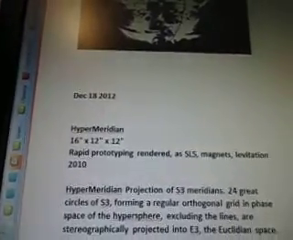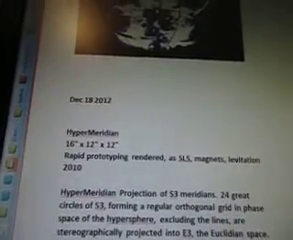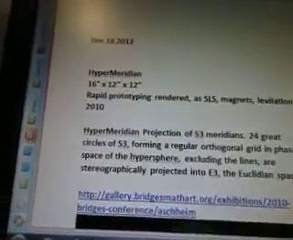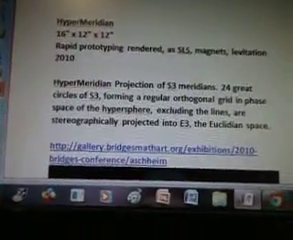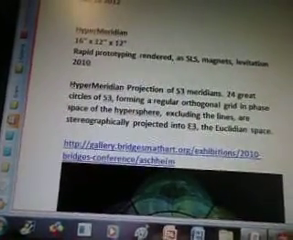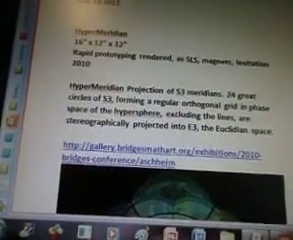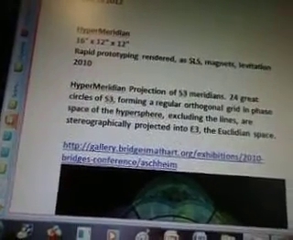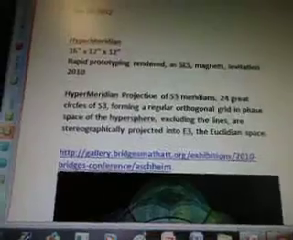This is a rapid prototyping, rendering, and SLS magnets levitation 2010. This is an actual, I don't know what this is. It looks pretty anyways. Hypermeridian projection of S meridians, 24 great circles of S3 forming a regular orthogonal grid in face space of the hypersphere. Excluding the lines are stereographically projected into E3, the Euclidean space.